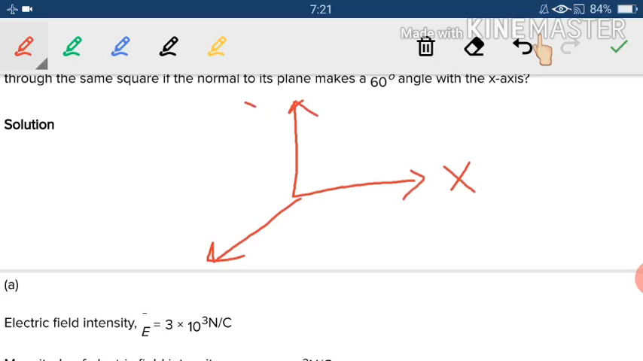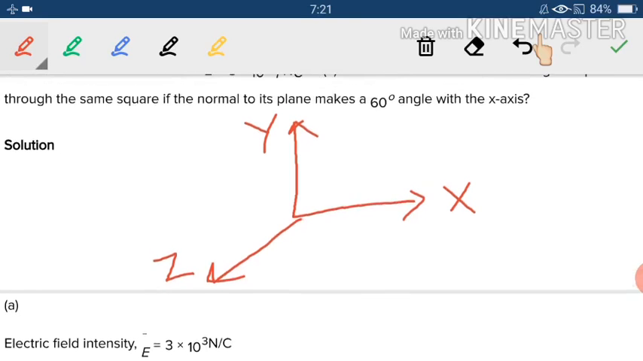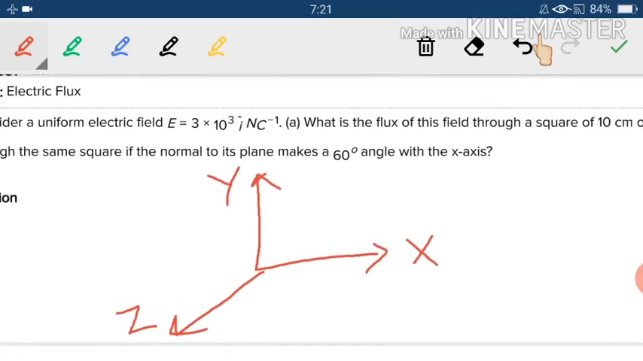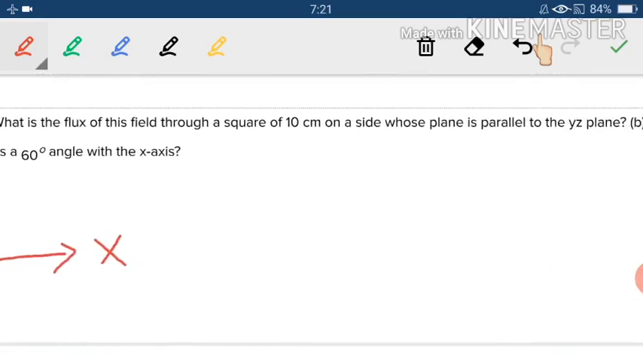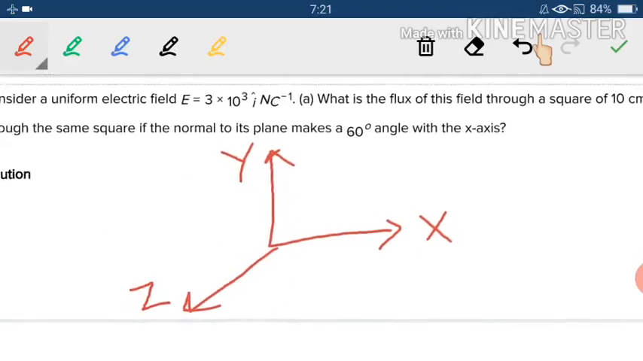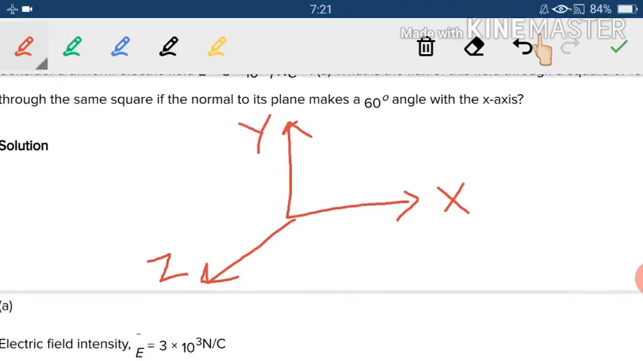Suppose this is the x-axis, this is the y-axis, and this is the z-axis. They're talking about a square, and they are saying that the plane is parallel to the YZ plane. Just to make you understand, I can make something like this. So it is a plane which is parallel to the YZ plane.